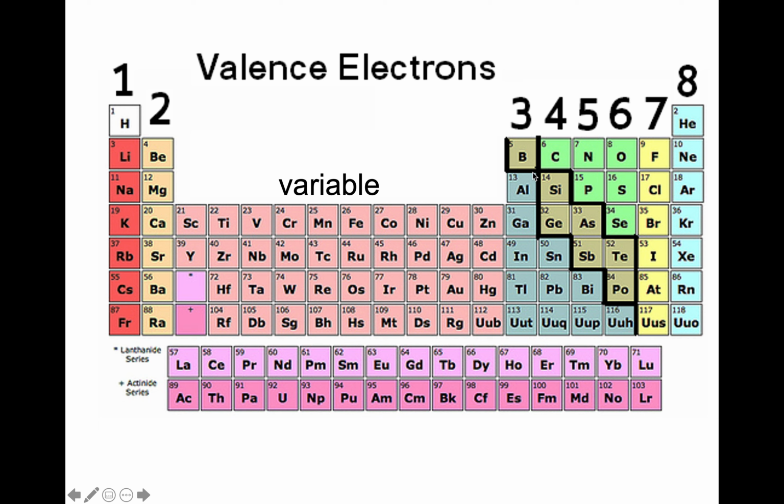In group 3, boron, aluminum, and so on and so forth, they have 3 valence electrons. In group 4, they have 4 valence electrons. In group 5, 5 valence electrons. Group 6, 6 valence electrons. Group 7, 7 valence electrons. And group 8, called the noble gases, 8 valence electrons. And these over here, you might be wondering what's happening with them. They're semimetals. They have a variable number of valence electrons. In biology, we don't really care about them, okay?